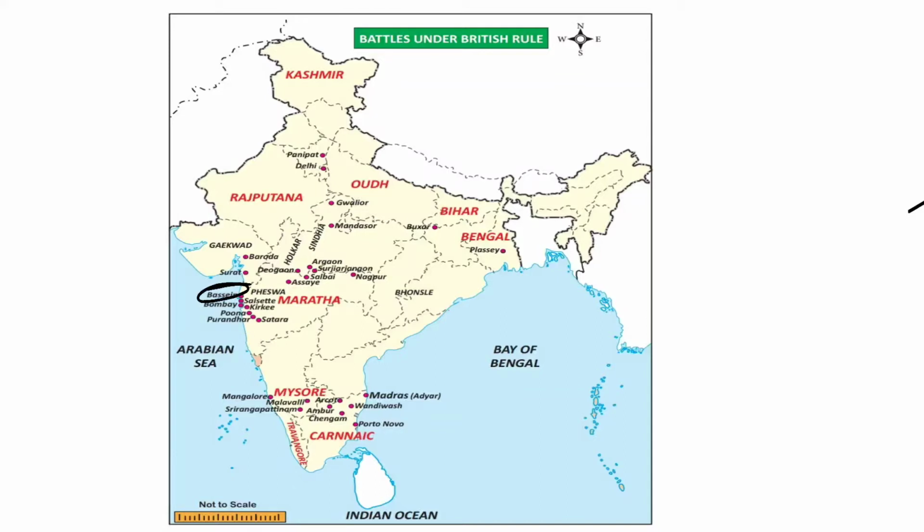Bezin, and then Bombay, Pune, Purandar, Satara, Kirki, and above, Salsett. These places are called Maratha places.